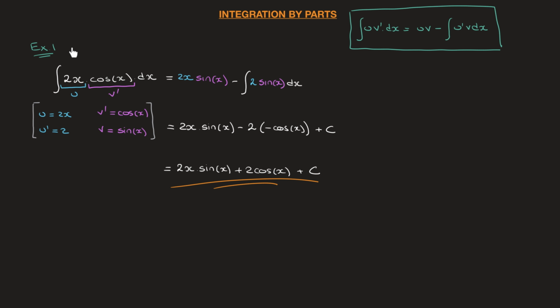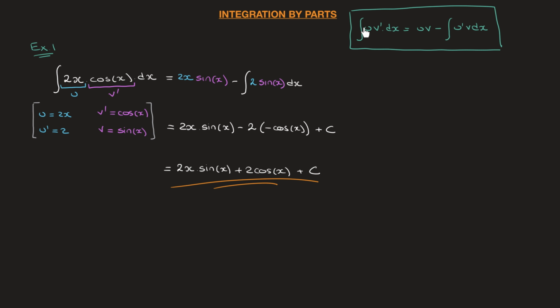Given an integral like this one, to choose which of the two functions to call u, remember the acronym LIATE. That's L-I-A-T-E. LIATE. And of course you don't need to pronounce it as LIATE. I simply pronounce it that way as it reminds me of latte, as in a type of coffee that I like to drink.